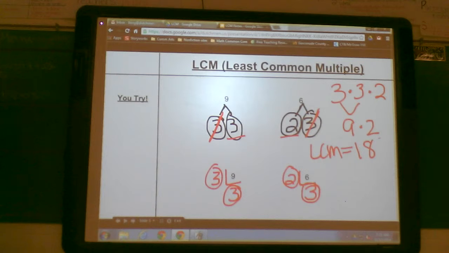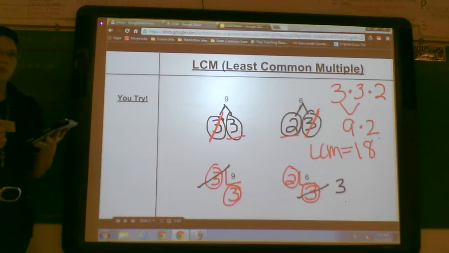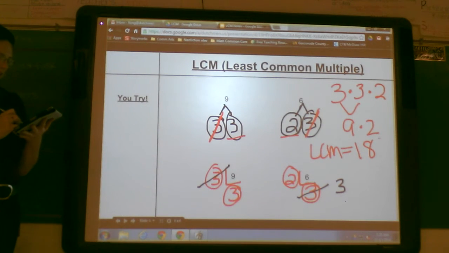Then once again, I look for my matches. So I have a 3 here and a 3 here, 3 in common. I have nothing else in common, but I bring down both of my extras. So I have times 3 times 2. 3 times 3 is 9, times 2 is 18.